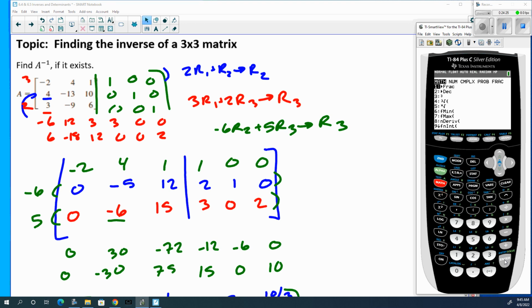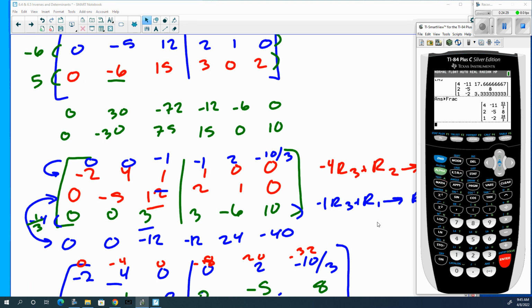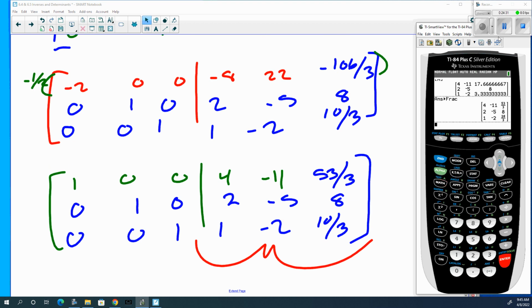And then it tells me this matrix. Let me change this to a fraction so I can compare it to my fractions. Okay, so now if I come back down here and compare, 4, -11, 53/3, 2, -5, 8, 1, -2, 10/3. So I did manage to keep all of my math correct through that big, long process, and I now know that I was able to come up with the correct inverse matrix.